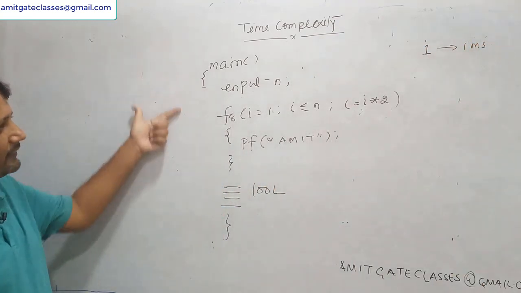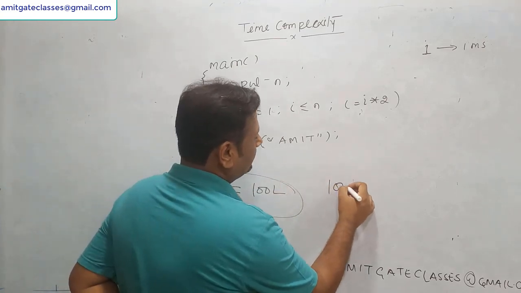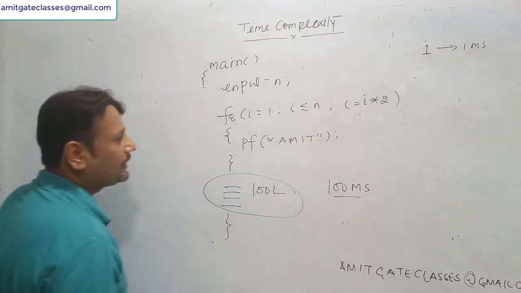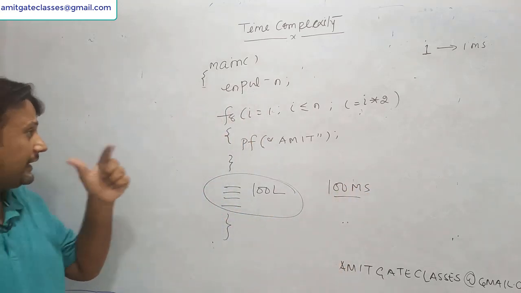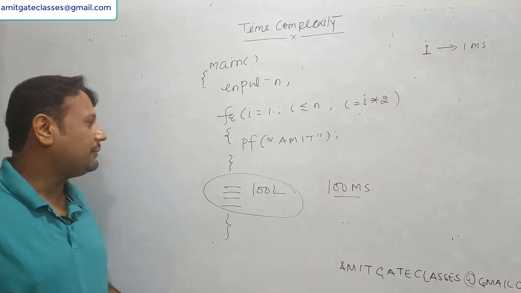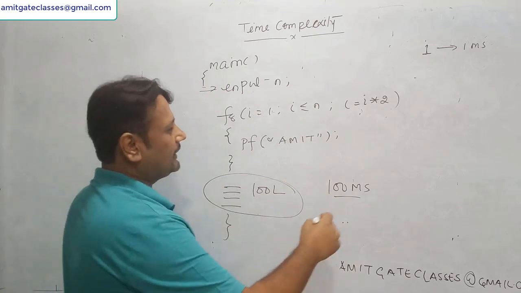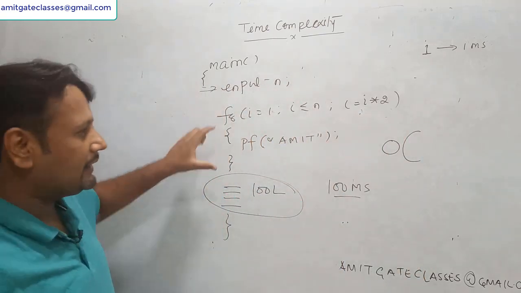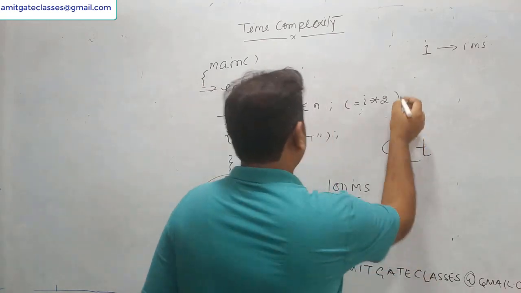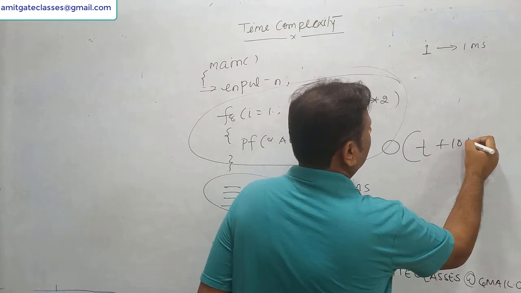Now for the time complexity of this program, these 100 lines are always going to take 100 milliseconds, so this is fixed. The main thing is what? We have a loop and we don't know how many times this loop is going to execute. That means I can easily write this is going to take 1 millisecond. So time complexity is dependent on, let's say t is the time that I'm going to calculate from here, and then plus 101.